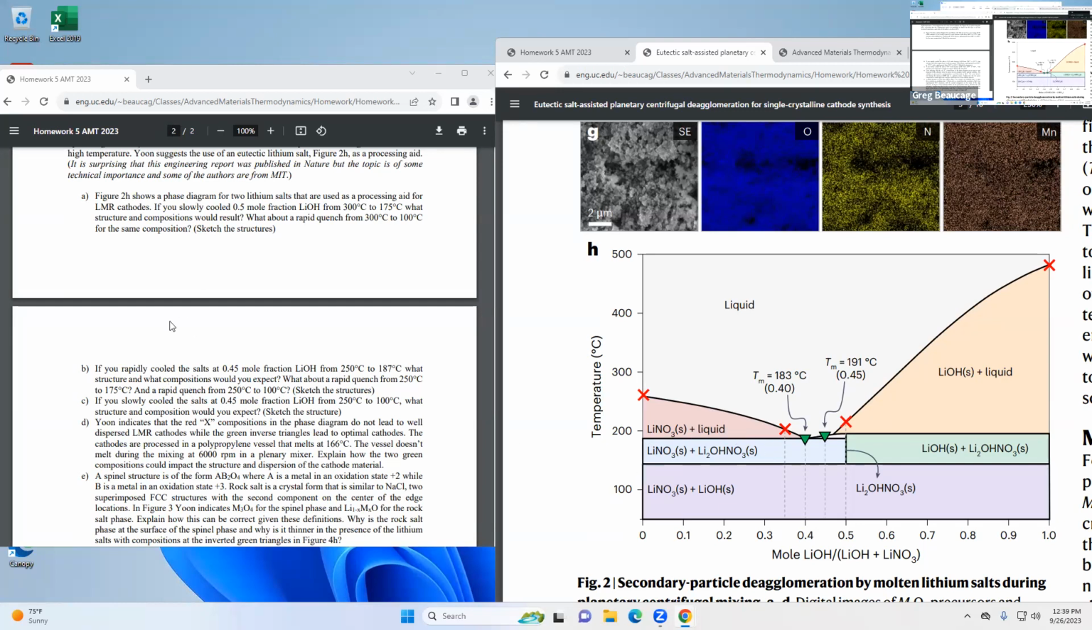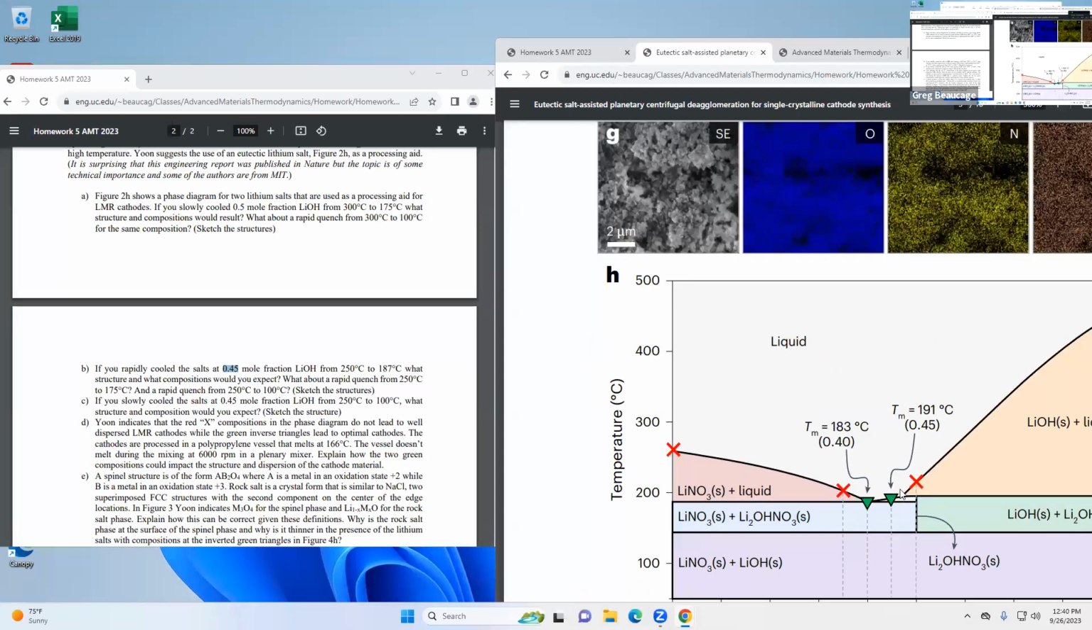Anyway, A, B, and C are all kind of the same thing: what happens when you do this, what happens when you do that. So it's 45, this is the green dot, and you're going to rapidly quench it from 250 to 187, and this is 183, 191. So 187 is right in between the two. So you have a liquid-solid equilibrium in this little teeny spot here.